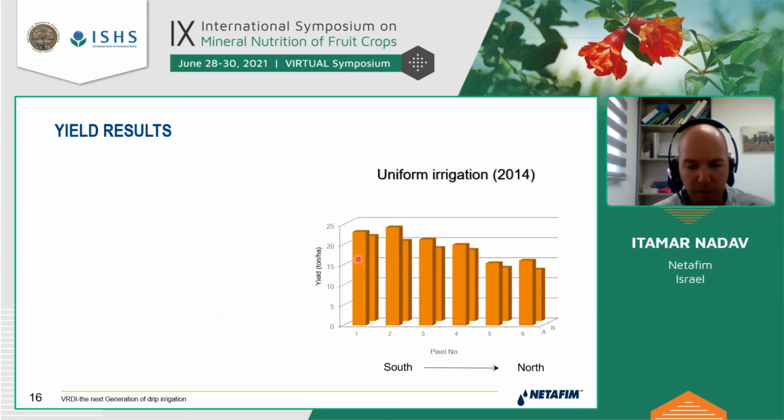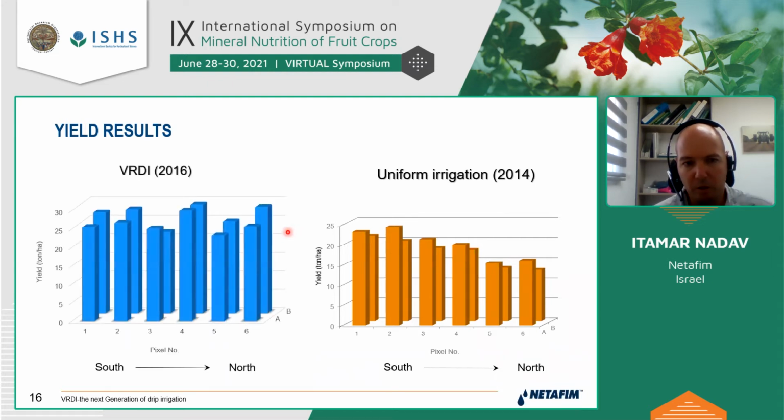And I will just show you some results. So this is the yield results from the uniform irrigation, the control in 2014. And you can see clearly the reduction of yield from south to north, where the vegetation was lower at the north, so the yield was much lower. But when we applied the variable rate irrigation in 2016, you can see that there is much more uniformity in the plot. You still have some variability within the plot, but you don't see the same trend of reduction of yield from south to north. It was also so in 2017, but I'm not showing it here.